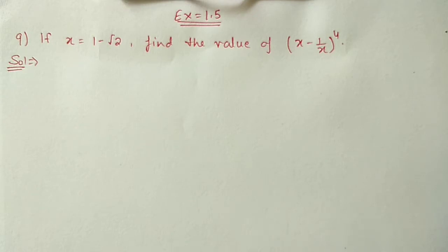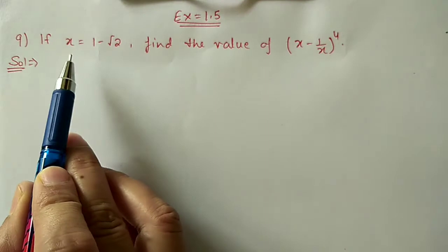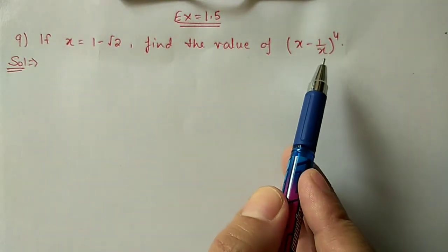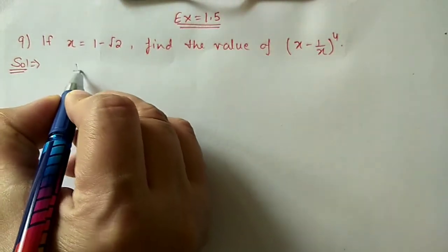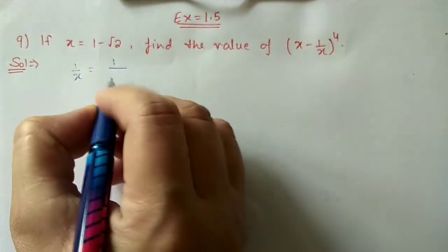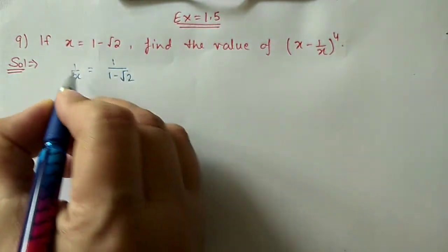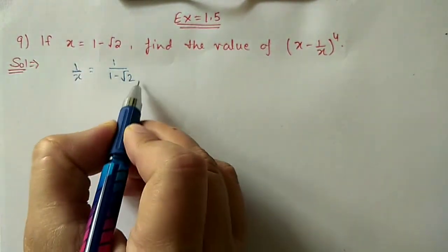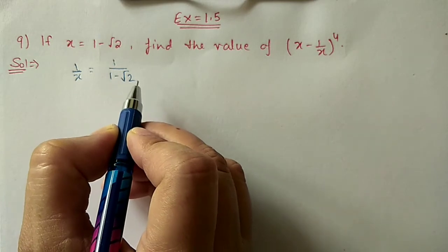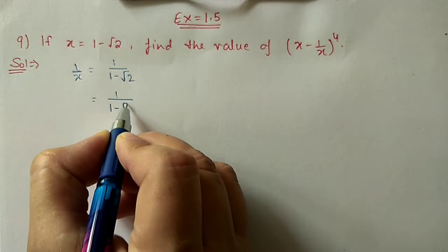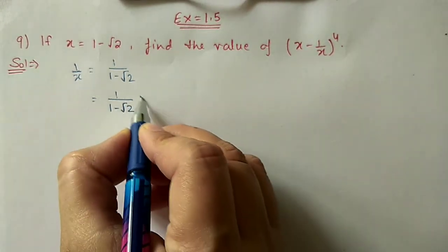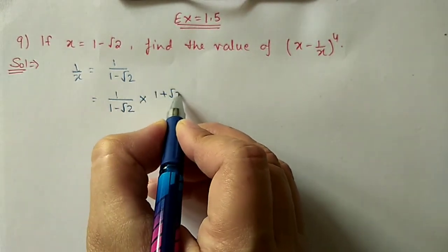If x is equal to 1 minus root 2, find the value of x minus 1 by x to the power 4. So here the x value is given. First we will find out the 1 by x value and later on we will substitute here. So 1 by x is equal to 1 by 1 minus root 2. So here this is in the denominator, so it means we have to rationalize it and then we will find out the answer. To rationalize it we have to multiply with 1 plus root 2 up and down.